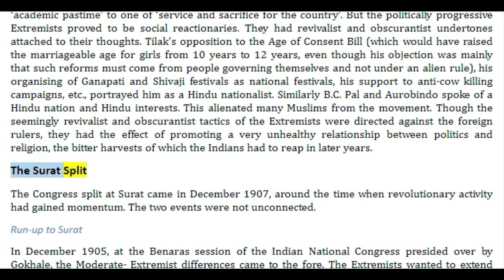The Surat split. The Congress split at Surat came in December 1907, around the time when revolutionary activity had gained momentum. The two events were not unconnected. Run-up to Surat.